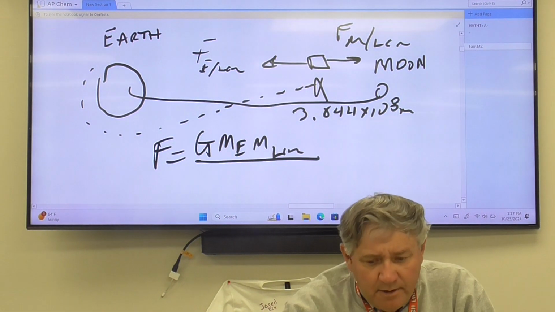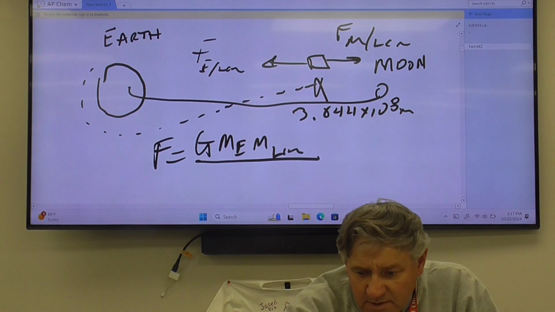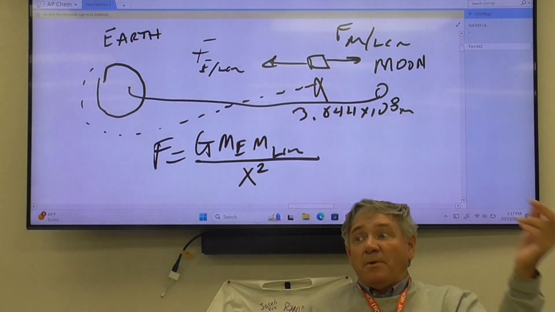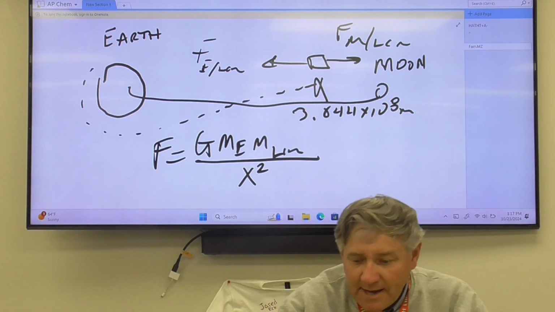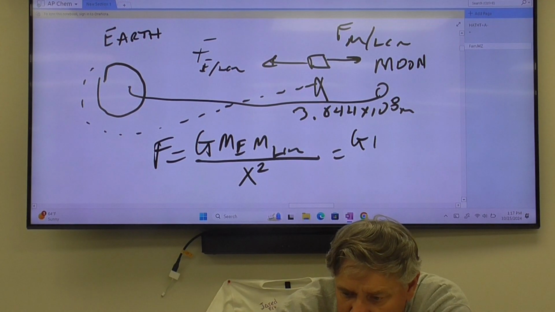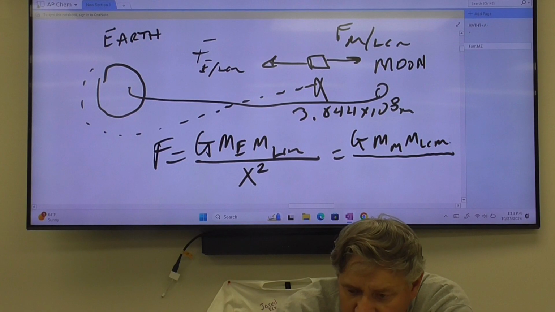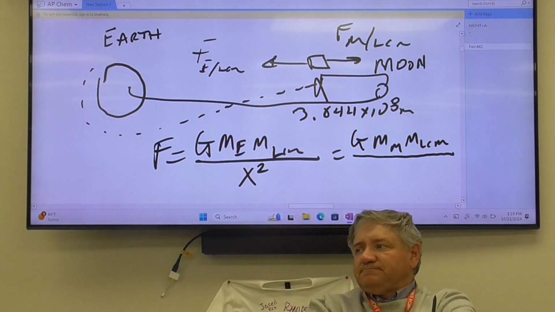So I'm going to let the distance from the Earth to the lunar command module be x. But that's going to get squared, because it's an inverse square relationship. Now, that has to equal big G, the mass of the moon, times the mass of the lunar command module. So what am I going to do for the remaining distance?